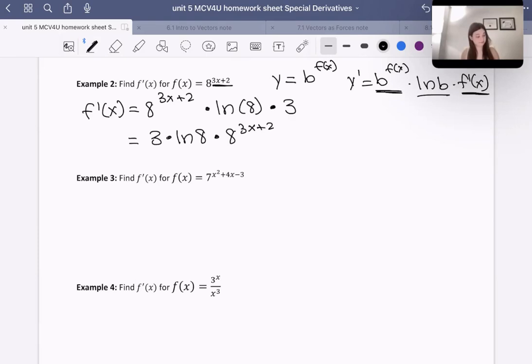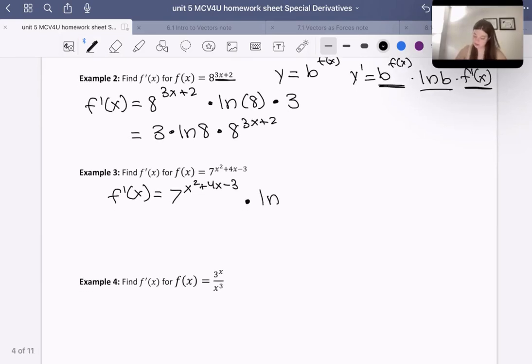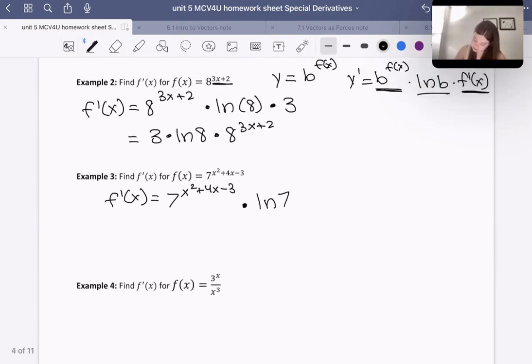Okay. All right, awesome. So let's do this one next. F prime of x is equal to f of x. Same thing as before, I'm just going to copy it, times ln of b, ln of our base, so ln 7, times the derivative of the exponent. The derivative of x squared plus 4x minus 3 would be 2x plus 4. Voila, there we go. We did it.